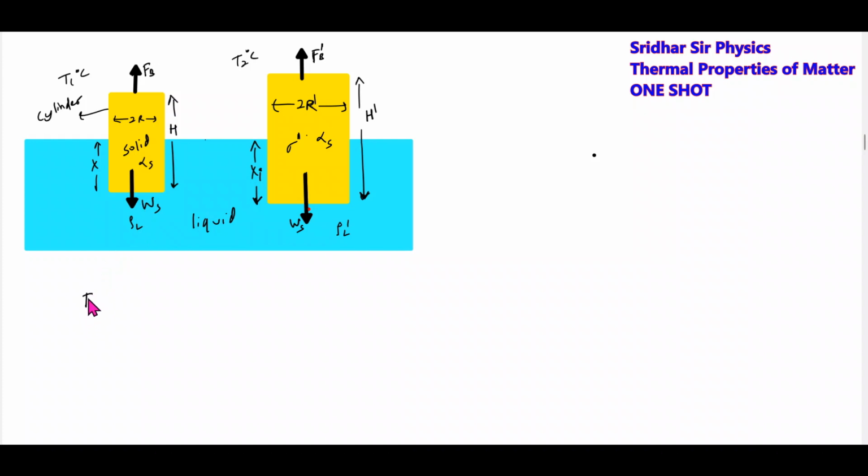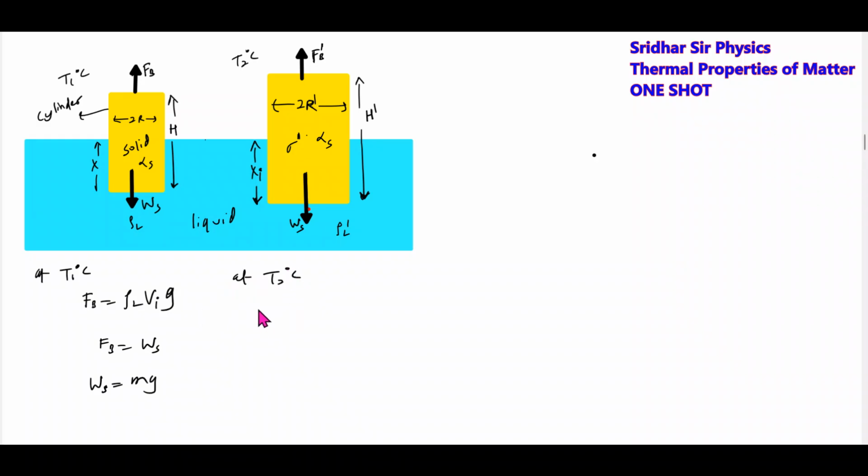Then what is the buoyant force? Buoyant force is equal to density of liquid, volume immersed, into G at T1 degree Celsius. Then it will balance the weight. The weight of the substance will not change, because weight of substance equals mg. M will not change, G will not change. So the weight of substance will remain the same. I'll increase the temperature. This is at T1 degree Celsius.